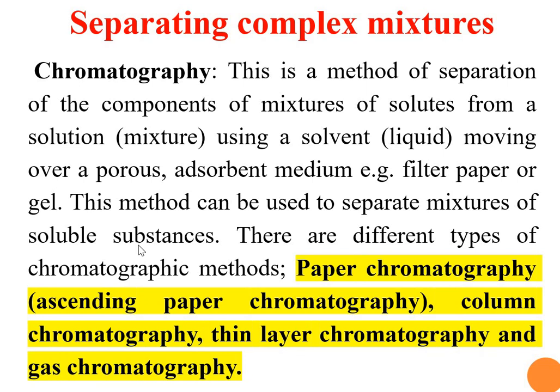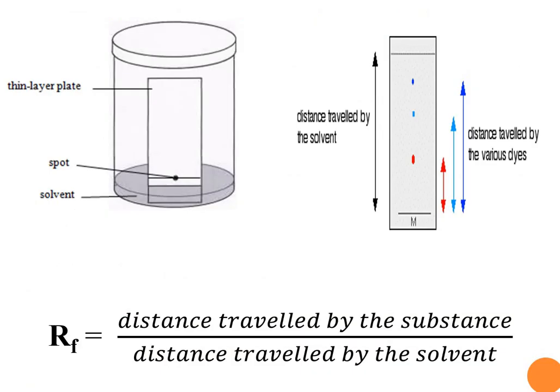There are different types of chromatography actually. There's paper chromatography, and then column chromatography, and thin layer chromatography. There's also gas chromatography as well. But for the sake of this class, we're focusing majorly on paper chromatography. So remember I said there is the moving phase and then the stationary phase, or what we call the adsorbent medium. So this is how it is done in thin layer or paper chromatography.